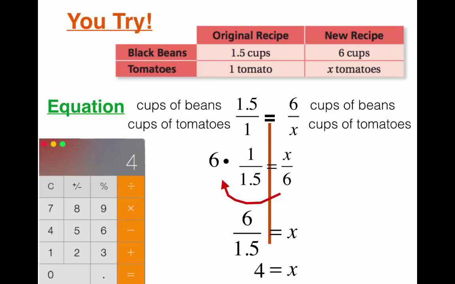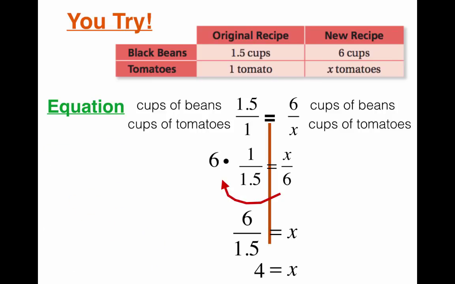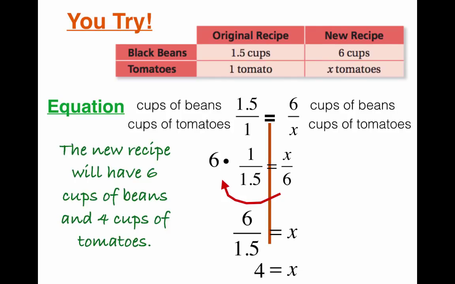And what does that mean? That means your new recipe will have 4 tomatoes, 4 cups of tomatoes. Is it cups of tomatoes or just tomatoes? I think it might just be tomatoes. I think I added in cups, but that's okay. So the new recipe will have 6 cups of beans and 4 tomatoes.